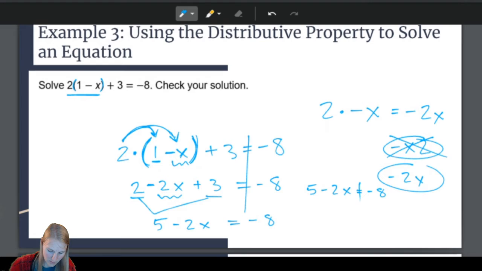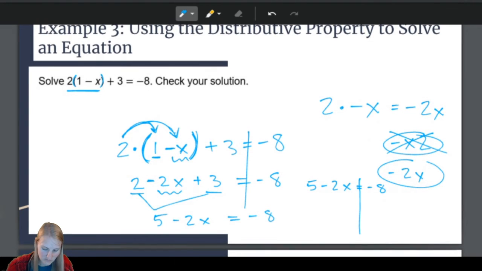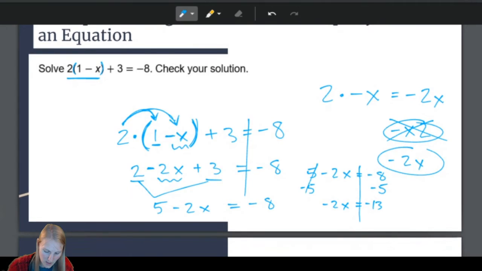Whoops, I drew my line in the wrong spot. Okay. Now, remember I want to get x by itself, so we'll just do what we've done in the past videos. Subtract 5 from both sides, and we have negative 2x equals negative 8 minus 5, which is negative 13. Divide by negative 2 on both sides, and x is equal to negative 13 divided by negative 2, which is positive 6.5.